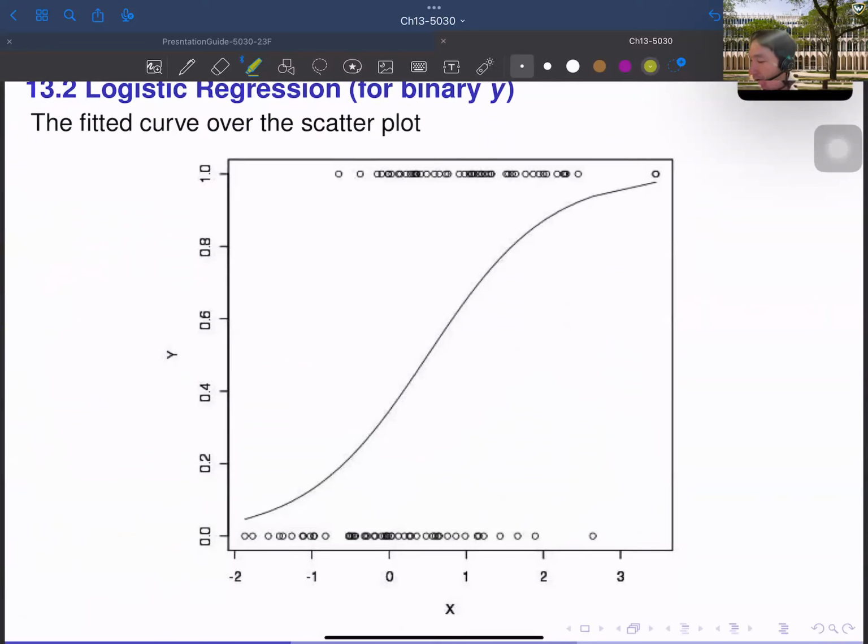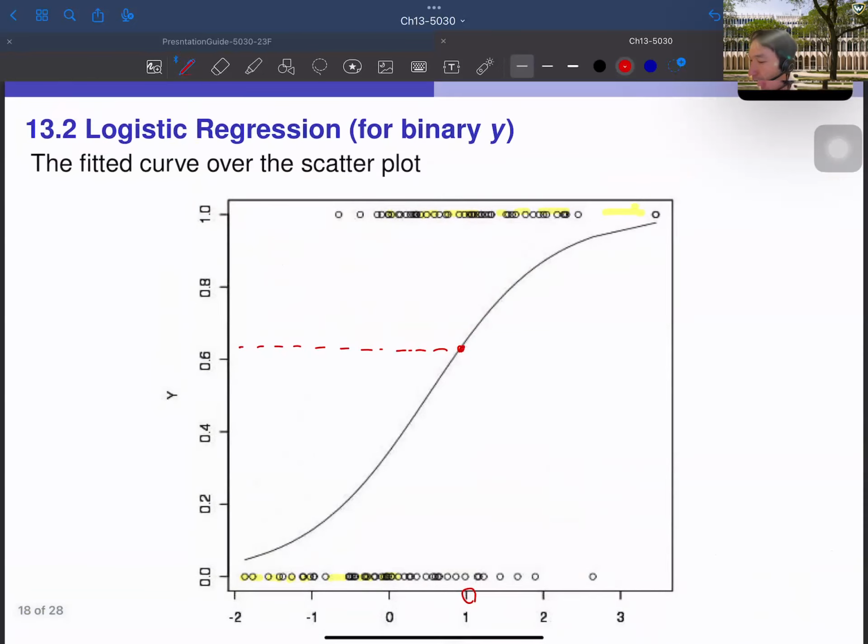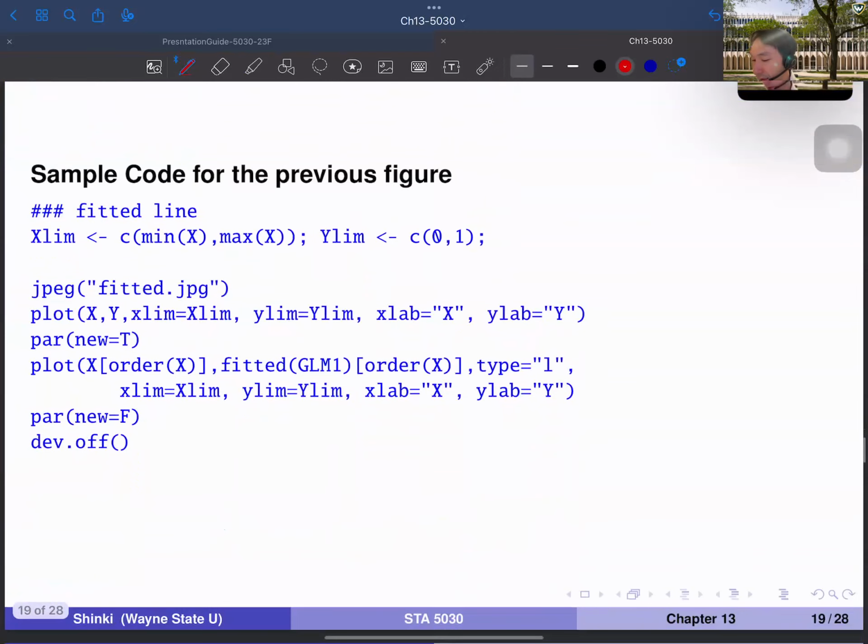The fitted curve over the scatter plot is here. We have actual observations around here, but we have fitted probability. We can see that a larger x value means a higher probability that y is equal to 1. For example, if x is equal to 1, then the success probability is maybe about 65%. So we can see that in this way. We can overlay the graph by doing it like this.